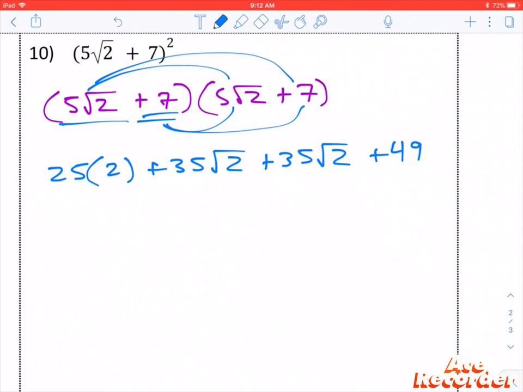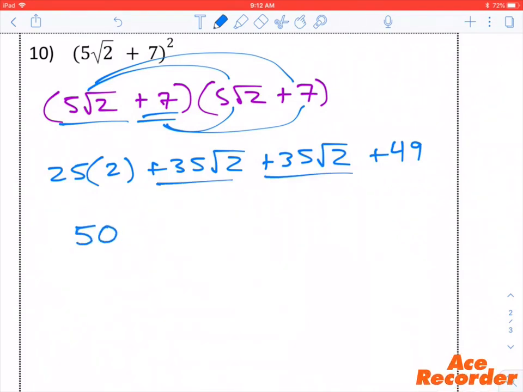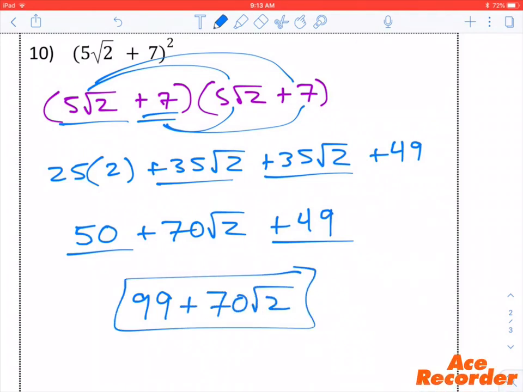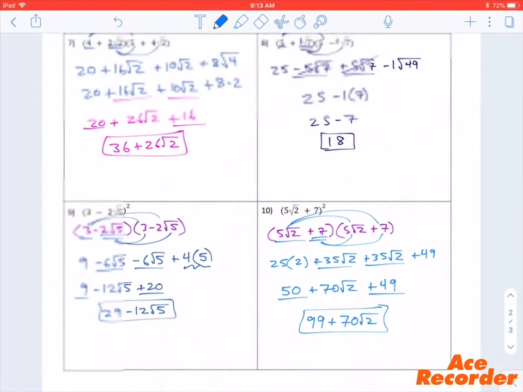Okay, so that is 25 times 2 is 50. Combine like terms, those are 70 square root of 2 plus 49. Combine those like terms, that is 99 plus 70 square root of 2. Final answer. And that is adding and subtracting.